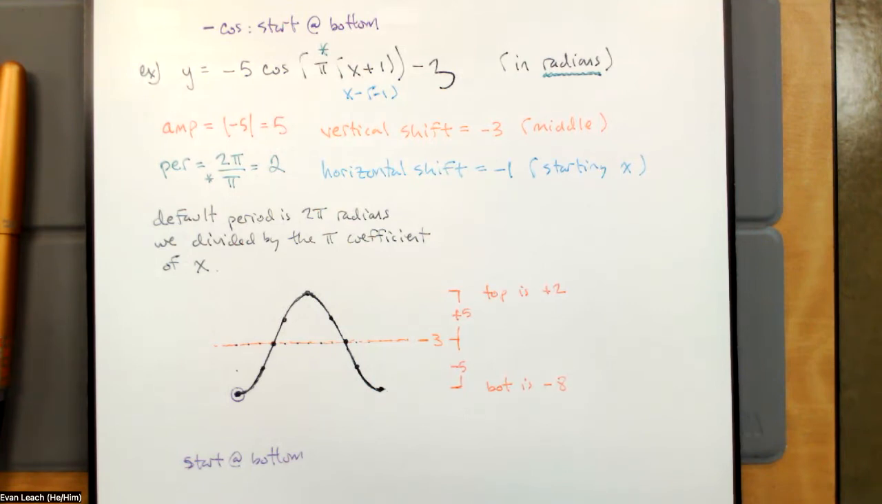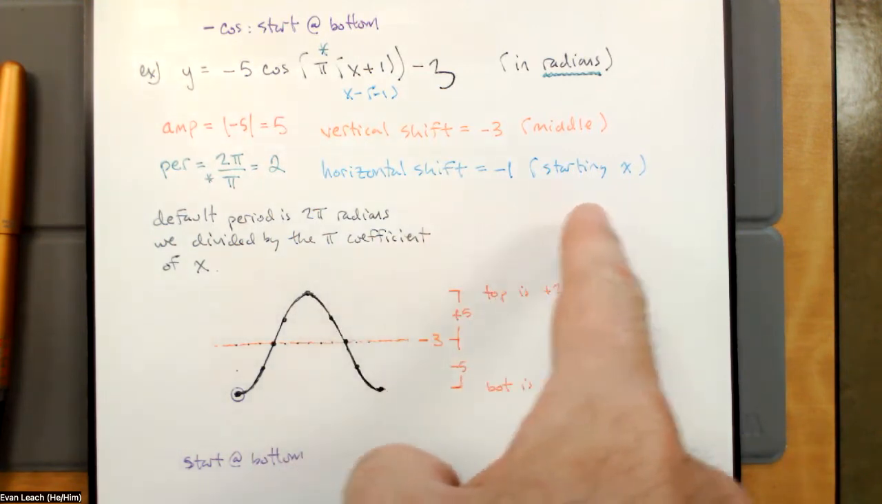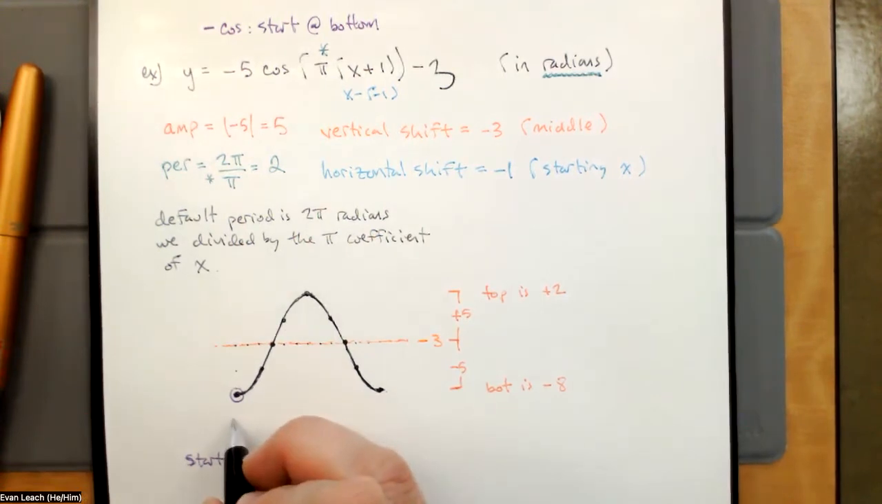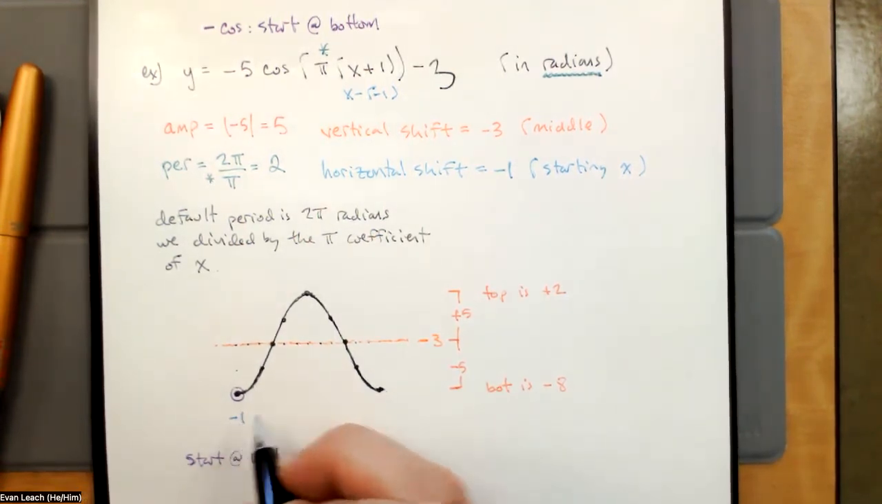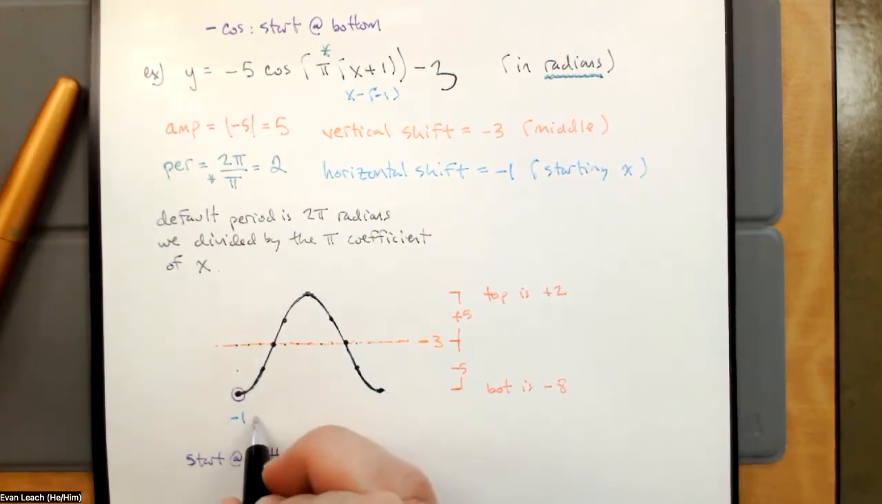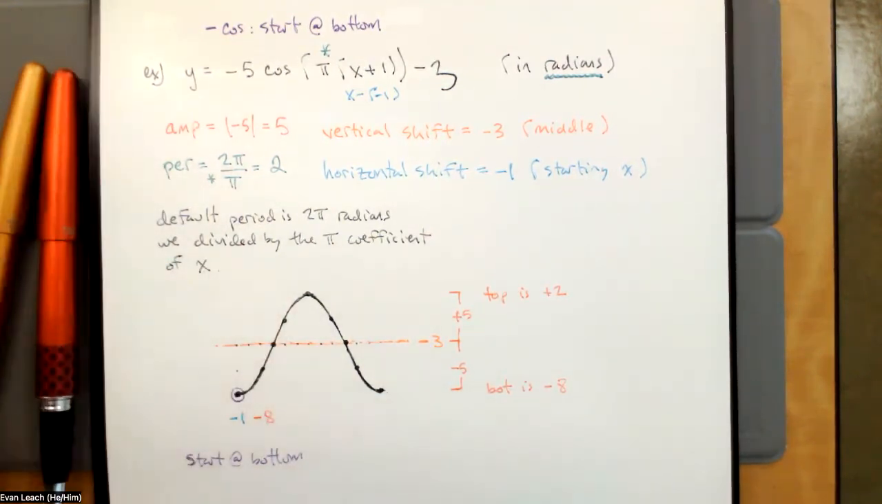Now we can start labeling points. So our horizontal shift is -1. That's going to be our starting x coordinate. So down here, I'm going to have a -1. And the bottom is at -8. So that's the coordinates of this point. -1, -8.